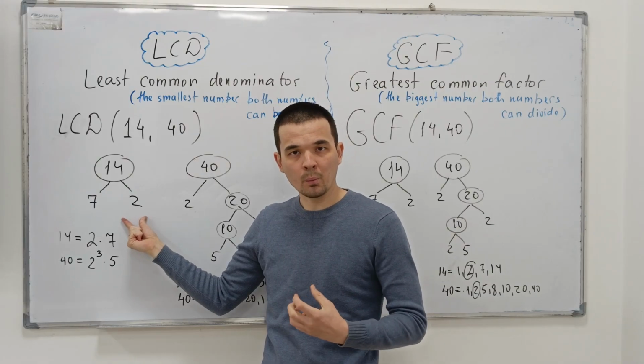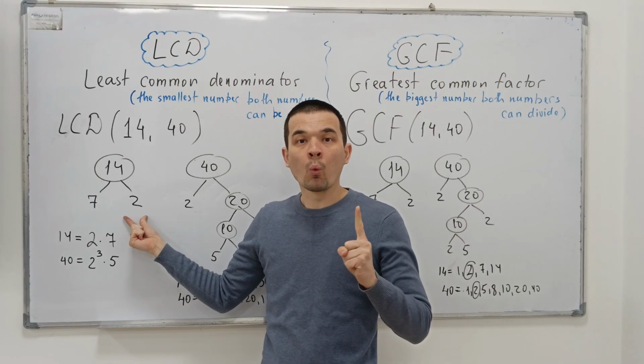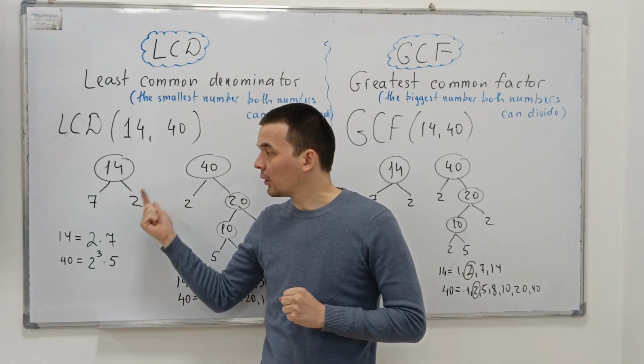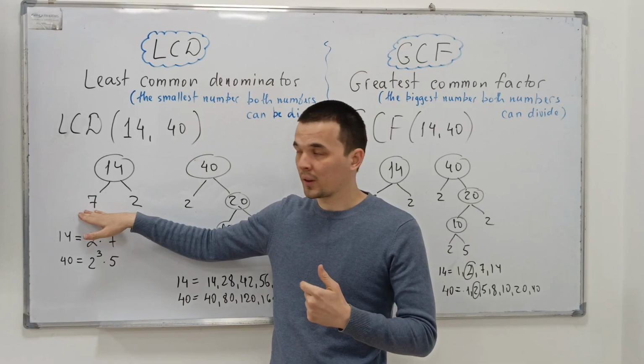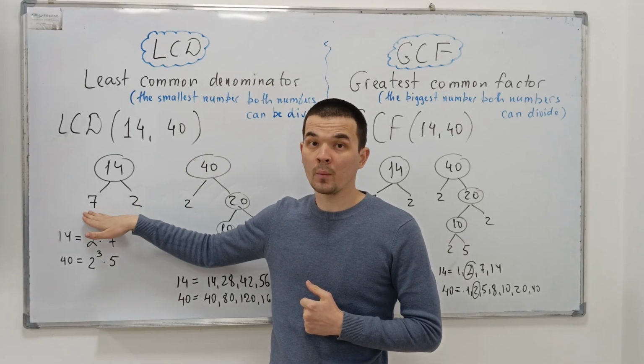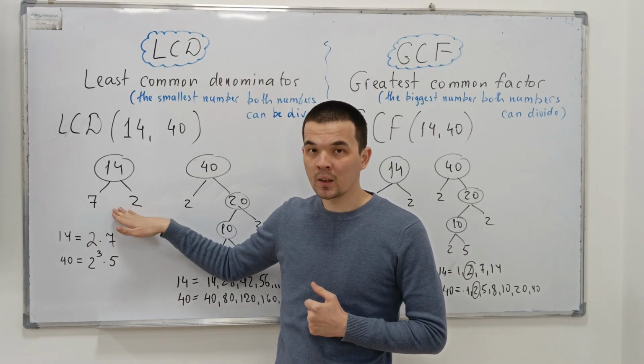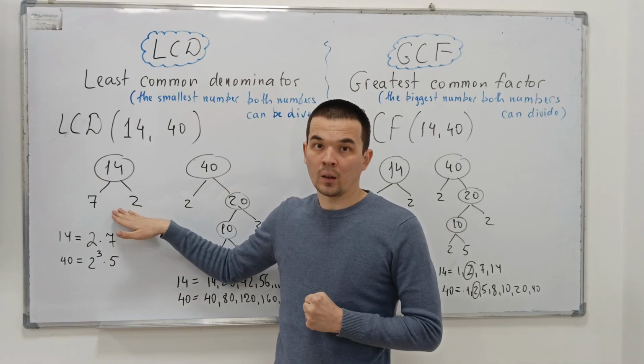Prime numbers are numbers which can be divided only by 1 and by themselves. If you pay attention to the number 7, it can be divided by 1 and 7. That's why these two numbers are prime numbers. They cannot be divided into other factors.